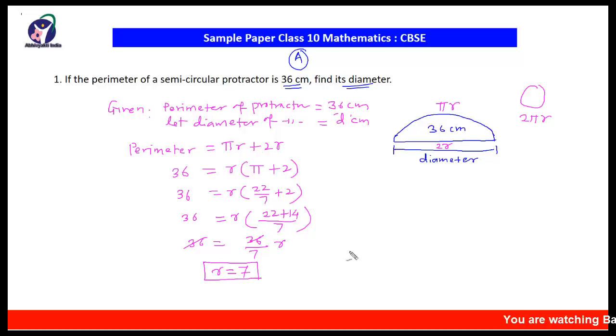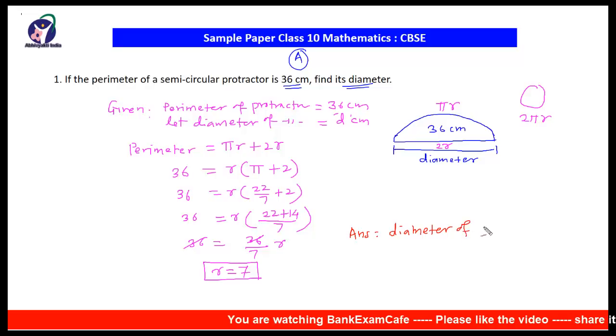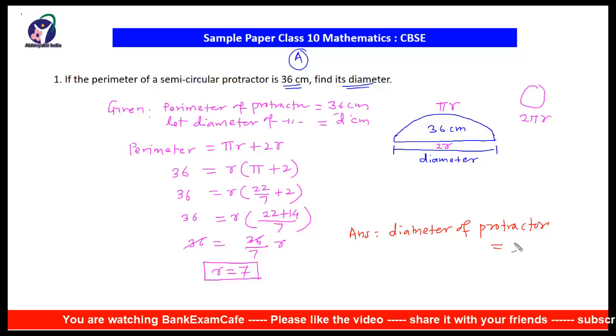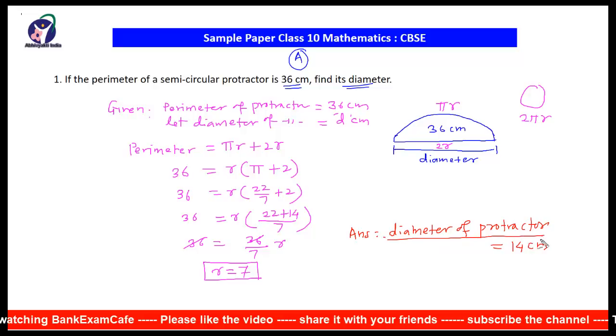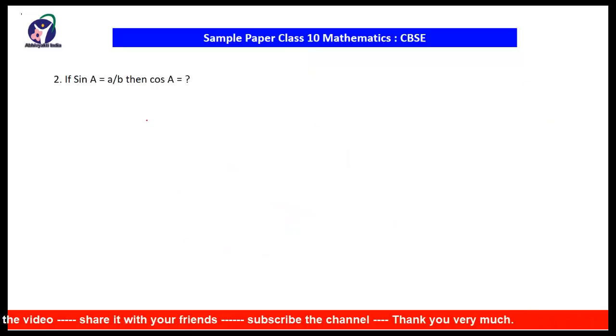So highlight this and then write the answer. Answer: diameter of protractor is equal to 7 plus 7, that is 14 centimeter. Highlight this also. So the diameter of the protractor is 14 centimeter.